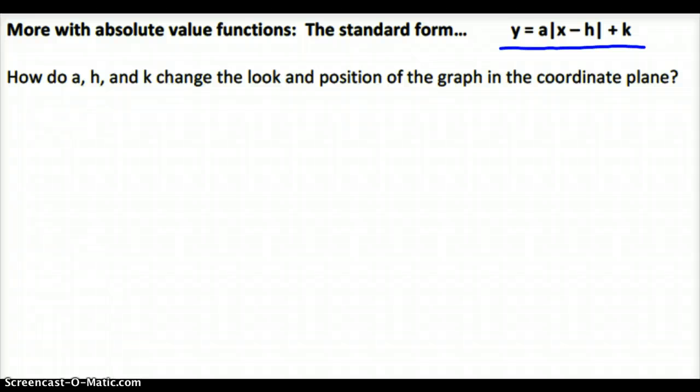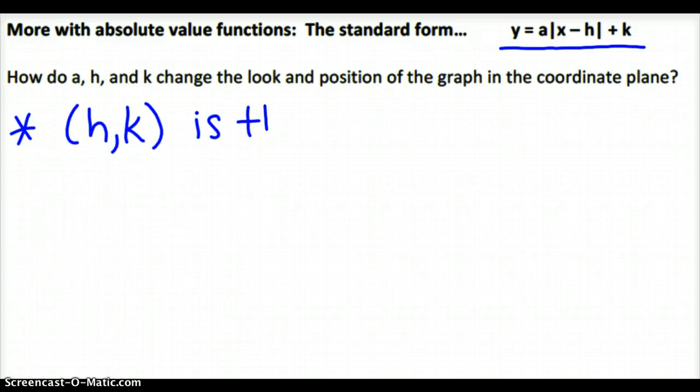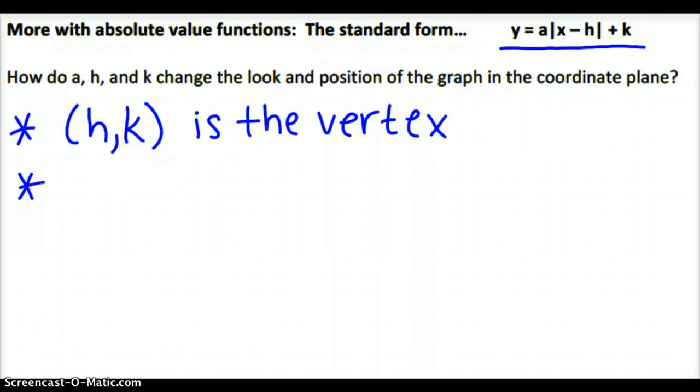Well, first, (h, k) is the vertex. So in that first example, 0, 0 was our vertex, which is why we didn't have an h or a k. But sometimes the vertex might change, so (h, k) will always be your vertex, which means the absolute value function will always have x equals h as the line of symmetry.